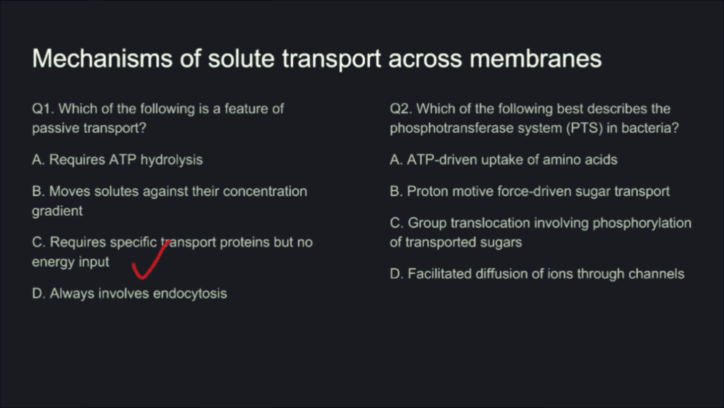Question 2. Which of the following best describes the phosphotransferase enzyme system? That is your PTS in bacteria. Options are A, ATP driven uptake of amino acid, B, proton motive force driven sugar transport, C, group translocation involving phosphorylation of transported sugars, D, facilitated diffusion of ions through channels. Correct answer for this question is option C, group translocation involving phosphorylation of transported groups.